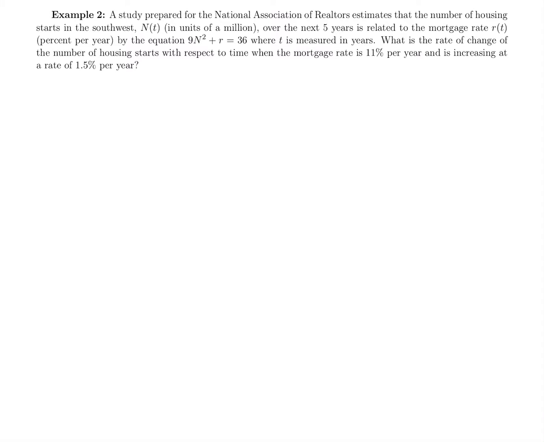Let's apply implicit differentiation to looking at selling some houses. We have a study prepared for the National Association of Realtors that estimates that the number of housing starts in the Southwest is given by this N of T in millions. So this is the number of houses being built over the next 5 years, related to the mortgage rate, R of T, which is in percent per year. And their relationship is given by this equation here.